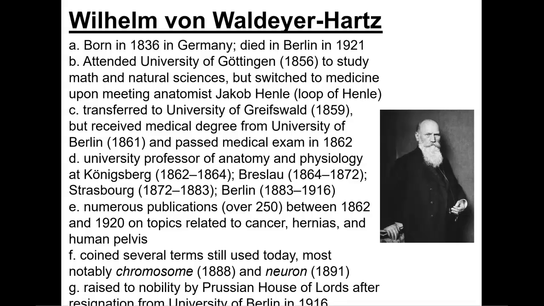He's going to coin several terms that are still going to be used today, most notably the term chromosome. He coined this in 1888. He also is known for coining the term neuron in 1891, so we still use both of these quite often. He was raised to nobility by the Prussian House of Lords after resignation from the University of Berlin in 1916, so he became a noble.